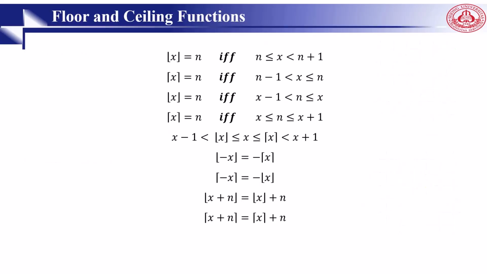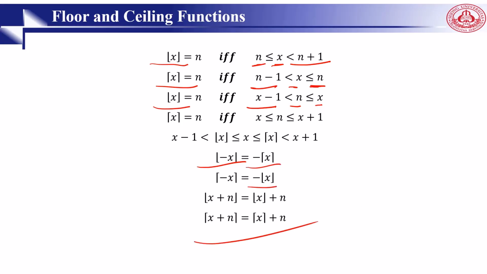We have some useful properties for floor and ceiling functions. If we have n as integer and x as a real number, then floor of x is n if x is between n and n plus 1. The ceiling of x equal to n if x is between n and n minus 1. Floor of minus x is minus ceiling of x. Ceiling of minus x equal to minus floor of x, and you can see the other properties here.